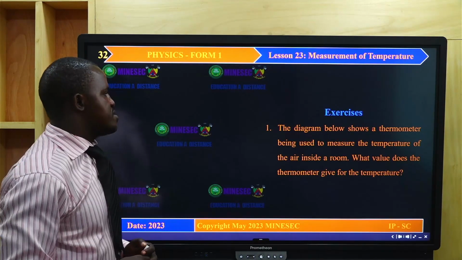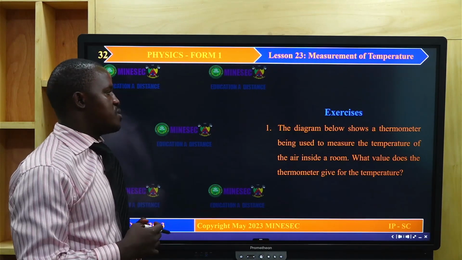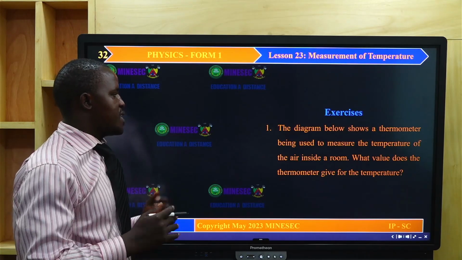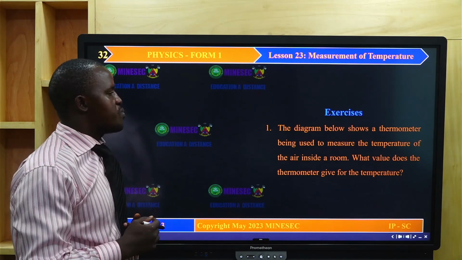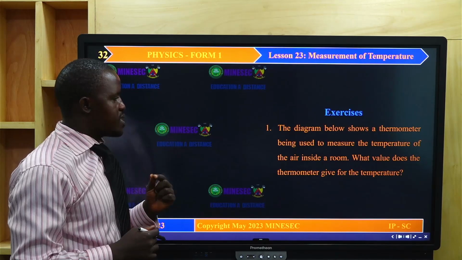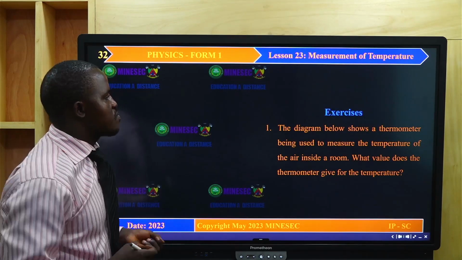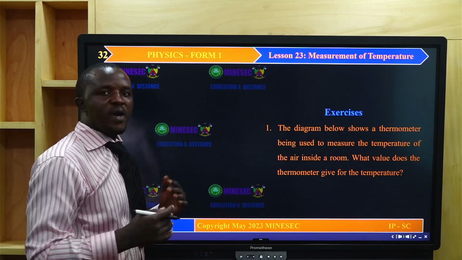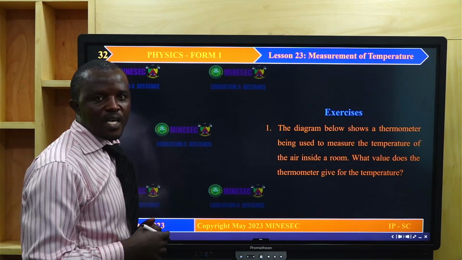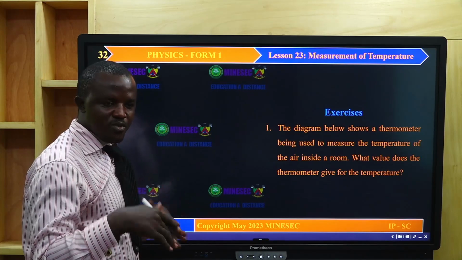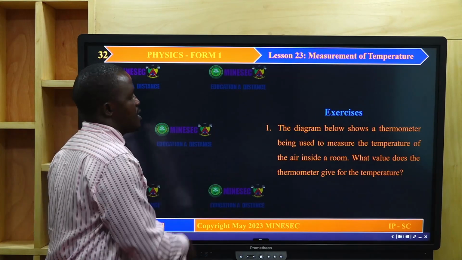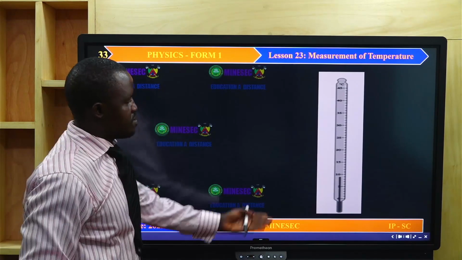So exercises: the diagram below shows a thermometer being used to measure the temperature of air inside a room. What value does the thermometer give for the temperature? So it's being used to measure the temperature of a room. And as I said, if you want to do that, you just need to let it be. And then you read the temperature. So, okay. So here we have it.